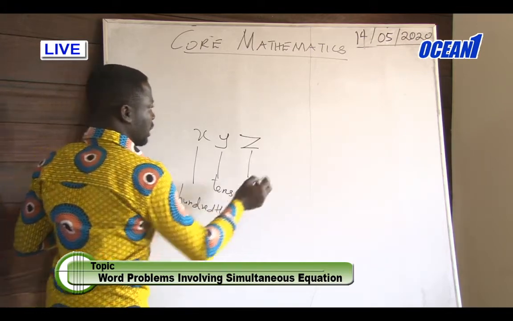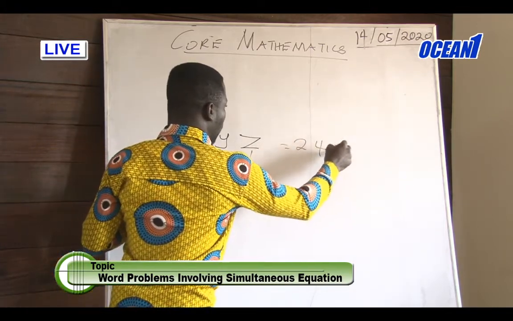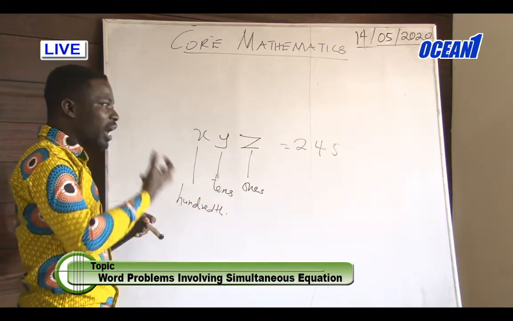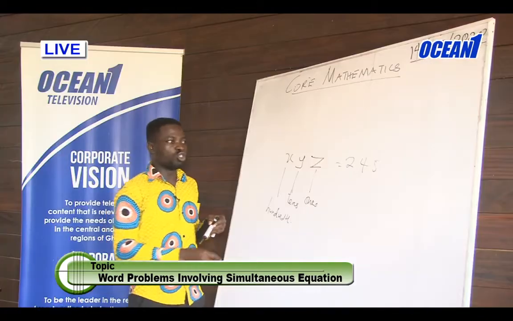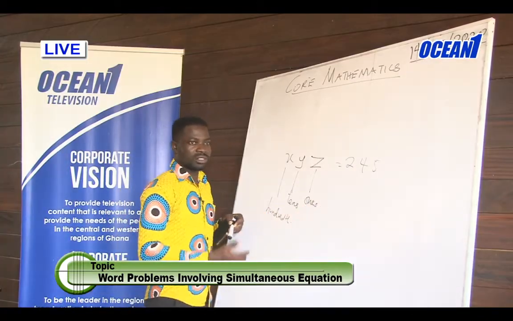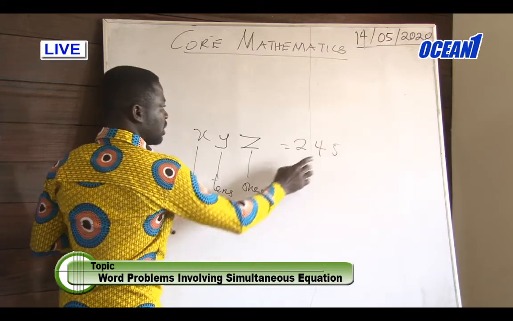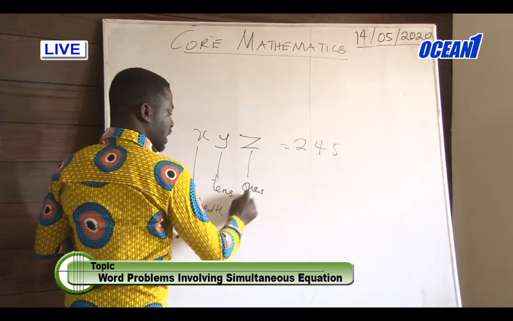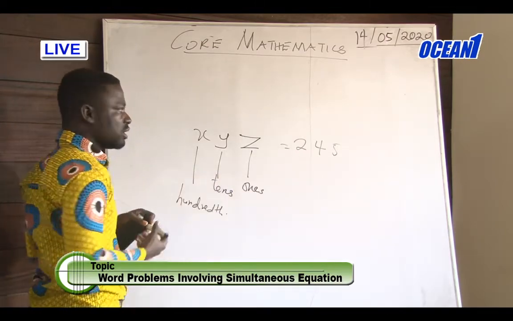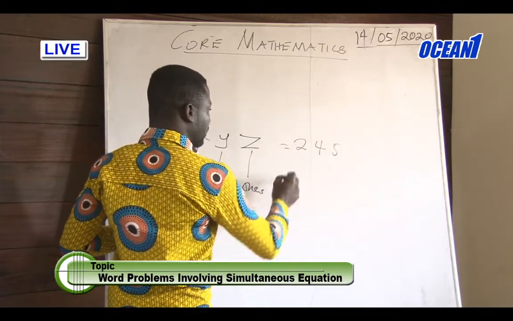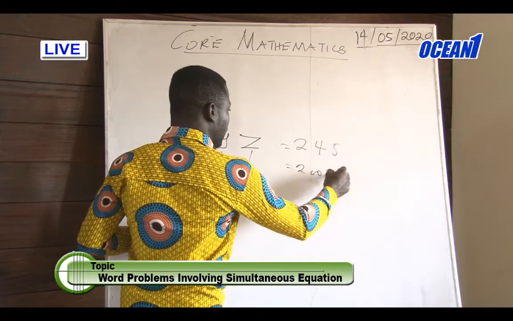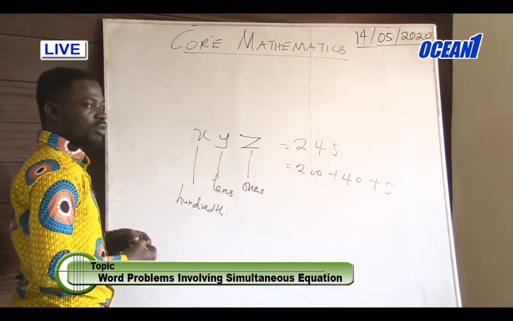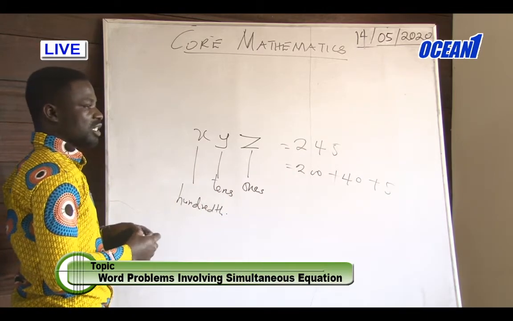So an example like 245. How do you pronounce 245? That means that the 5 here is ones, that the place value of 5 is 1. So 5 ones, 4 tens, then 2 hundreds. Now this 245 can be written as 200 plus 40 plus 5.